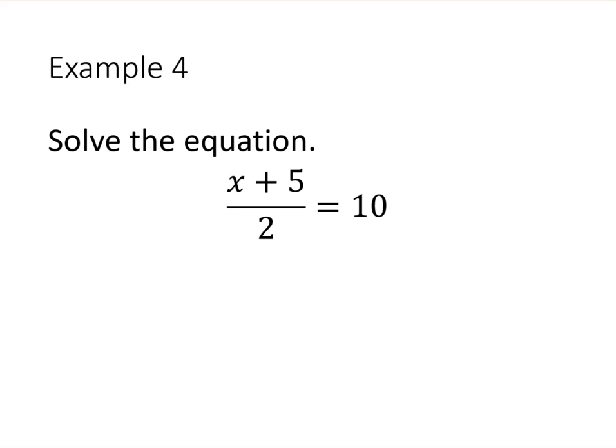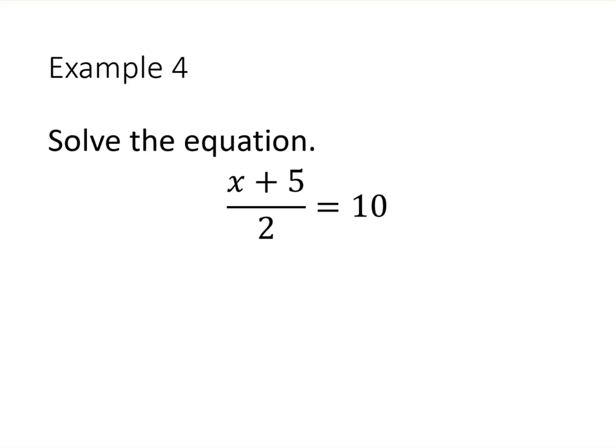When you are solving equations, start undoing the operation that is furthest away from x. Notice that plus 5 is right next to x, and then division by 2 is underneath it. Here we would say that the division by 2 is furthest away from x, so we would undo that division by 2 first.